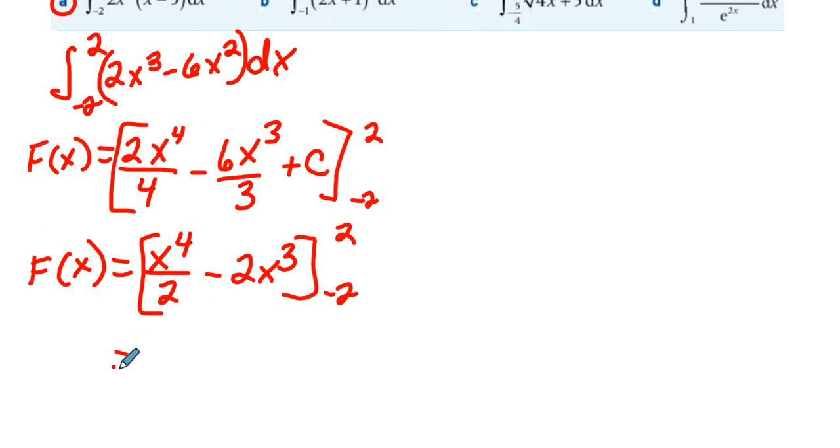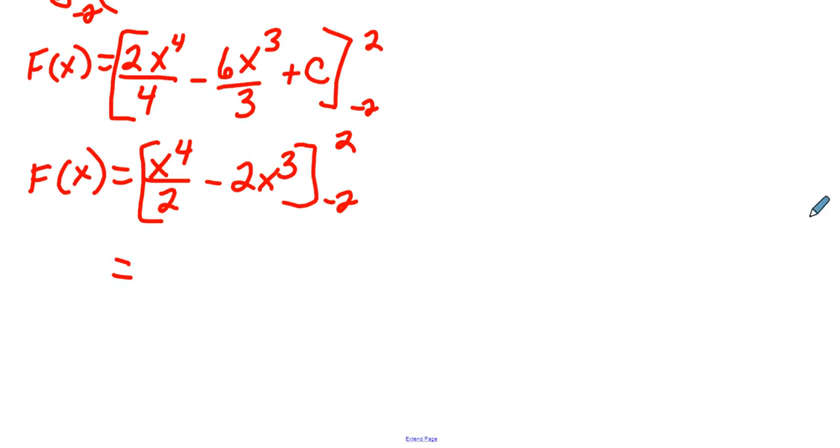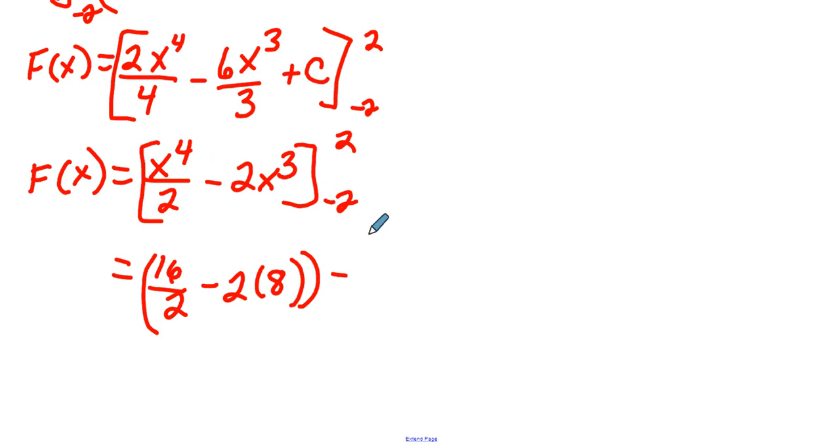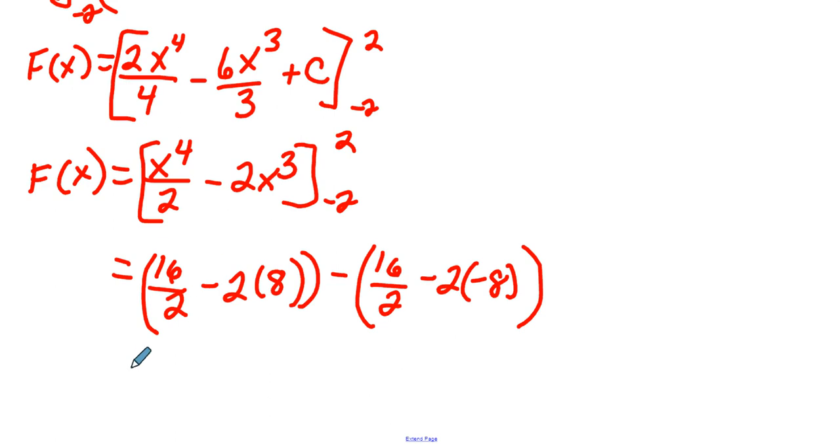Now I'm going to substitute in those numbers. I plug in my positive 2 first, so we get 2 to the 4th, which is 16, so 16 over 2, and then minus 2 times 2 cubed, which is 8. Then we are going to subtract, substituting in the -2. So -2 to the 4th is still positive 16 over 2, minus 2 times, that's going to be -8 this time. When I simplify this out, I get -32.